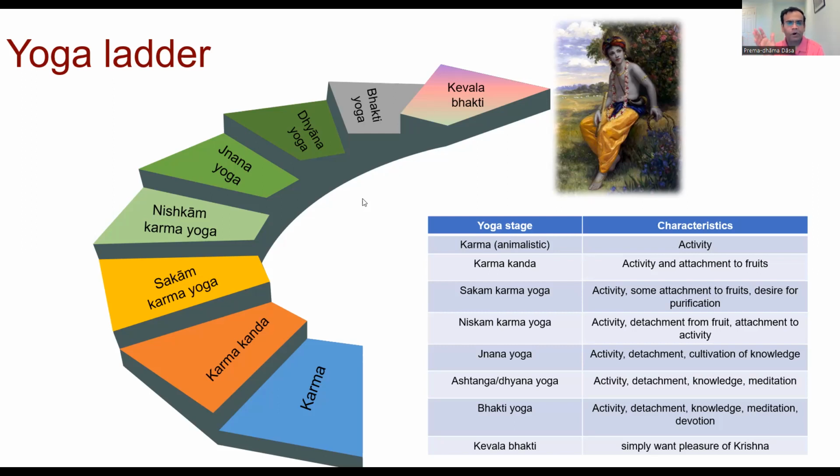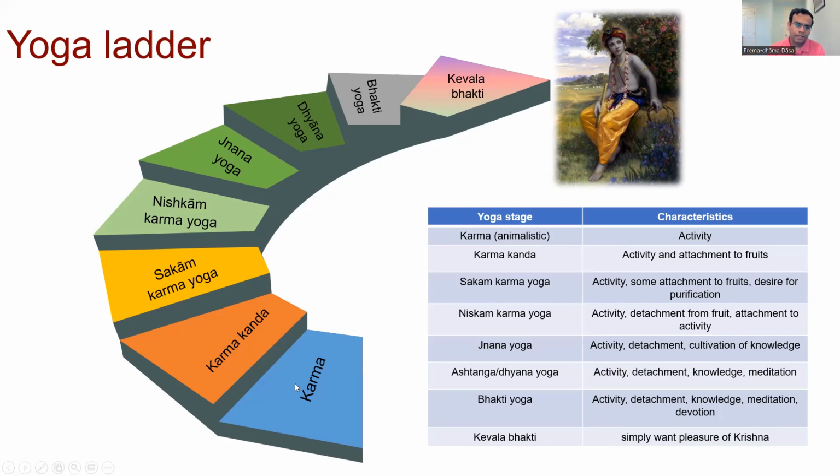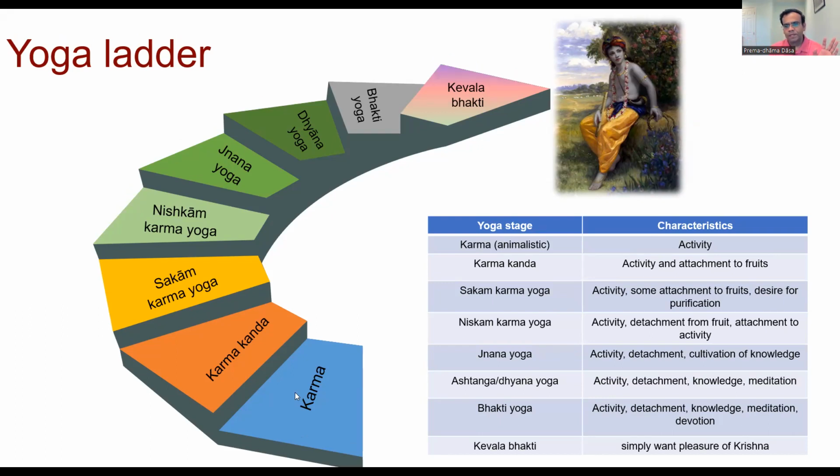Beginning all the way at the bottom, which is right here, karma. This is an animalistic path, right? And then karma kanda. You've read about karma kanda, right? In karma kanda there is no spiritual objective. There are just rules and regulations here and there, but still it's full of desires. Moving forward, we come to Sakam Karma Yoga. There is a spiritual objective, some spiritual desires come into the picture, but there are still material desires also. Then we come to Nishkam Karma Yoga. There is a pure spiritual objective, no desire in it.